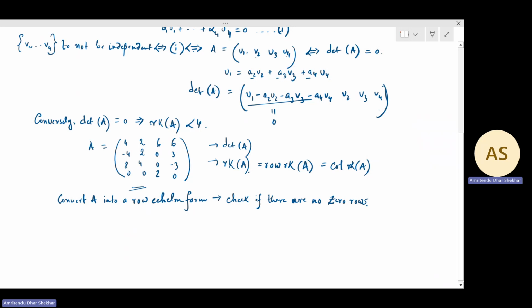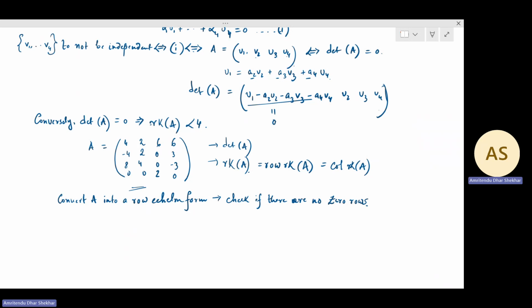So the number of non-zero rows that remain after you've converted A into the row echelon form will be the rank of the matrix A. Okay, so this is one way in which the rank of the matrix can be found. So just to remind you what this row echelon form is.